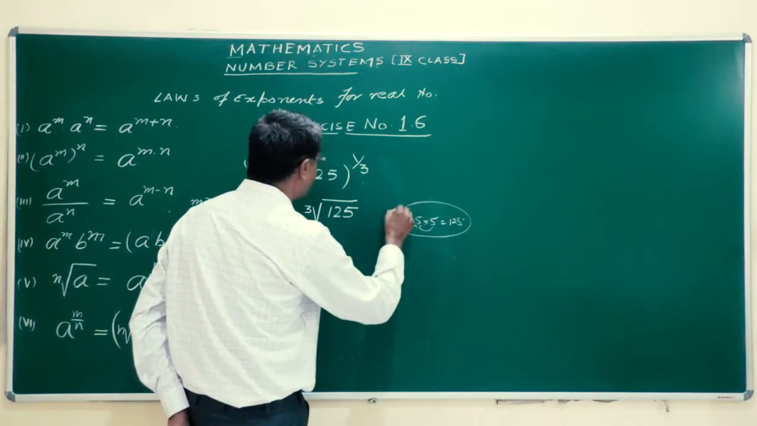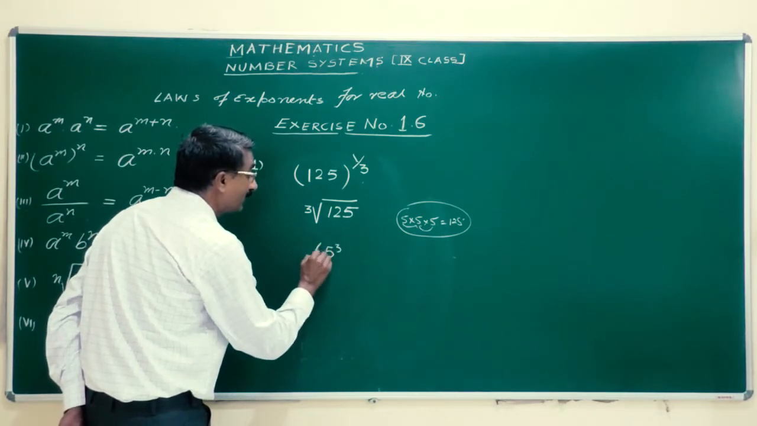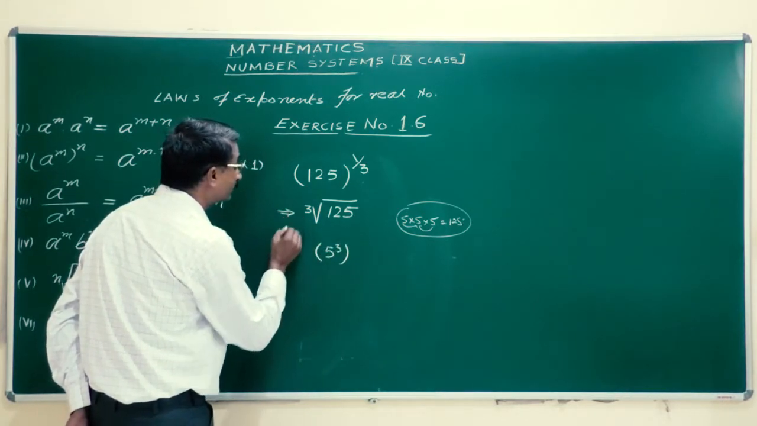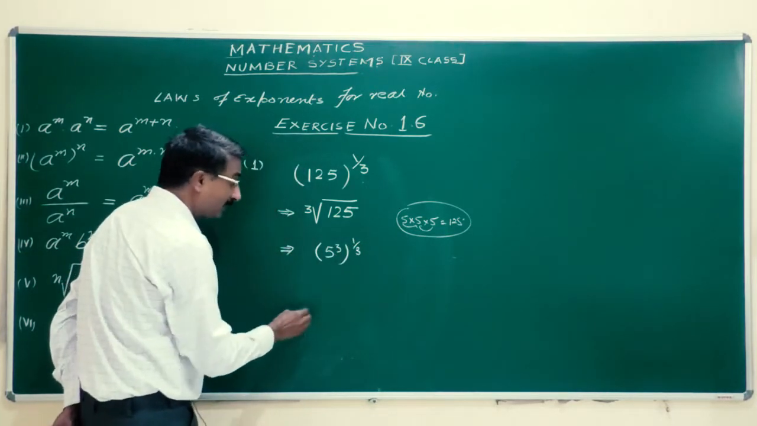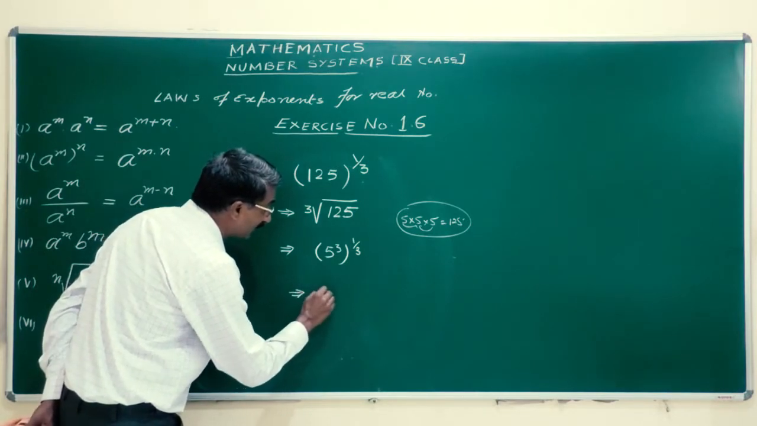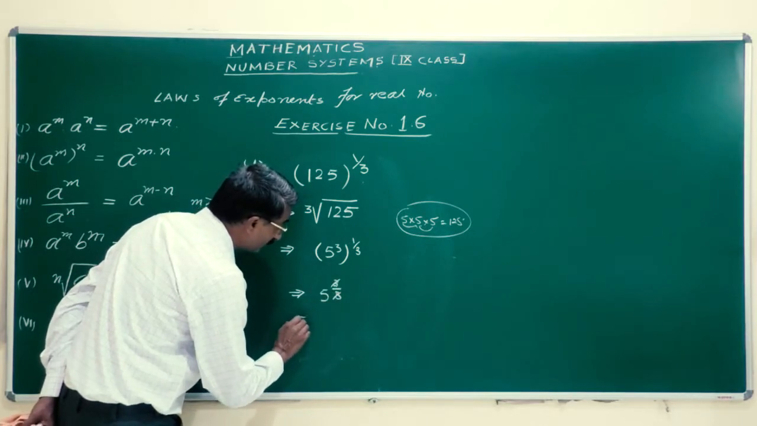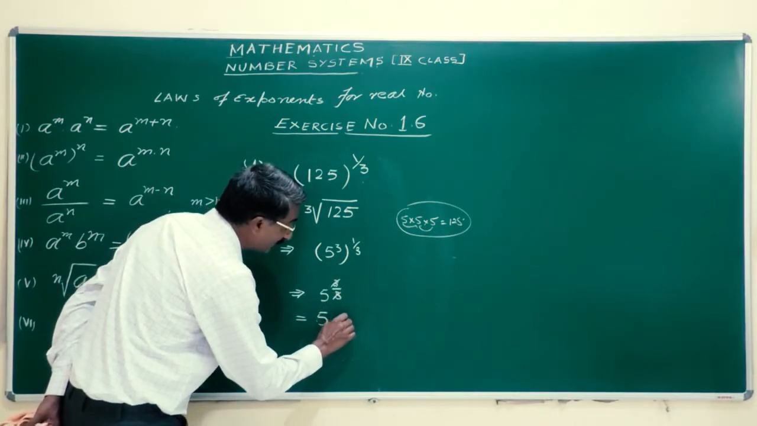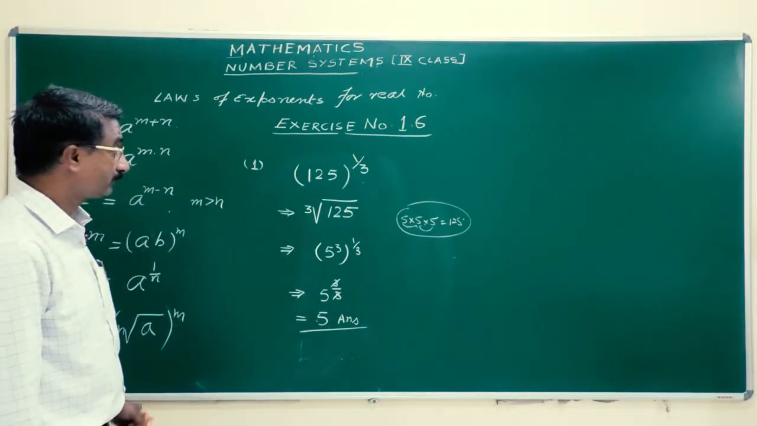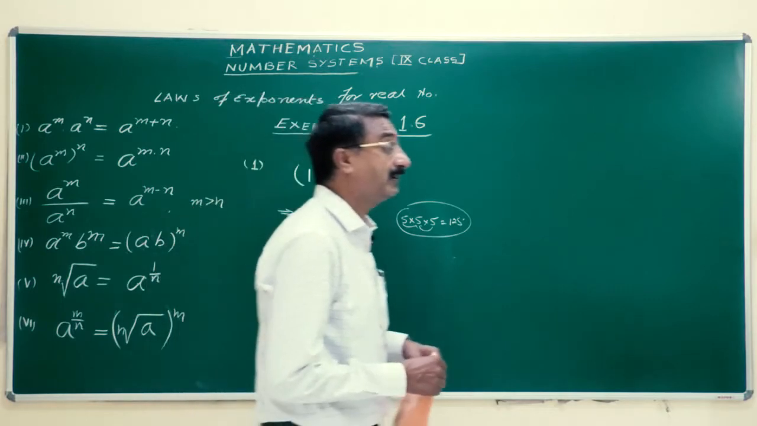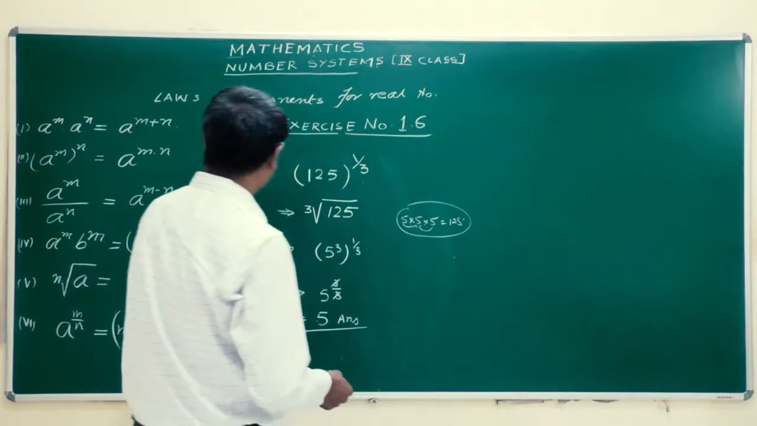It means we can write this as 5 raised to the power 3, raised to the power 1 by 3. Clear? So by using the identity again, 5 raised to the power 3 upon 3. So 3 is cancelled, and this is equal to 5, which is the answer. So it is very simple. Clear? So question number 1 is complete. Question number 2 now. Find 9 raised to the power 3 by 2.